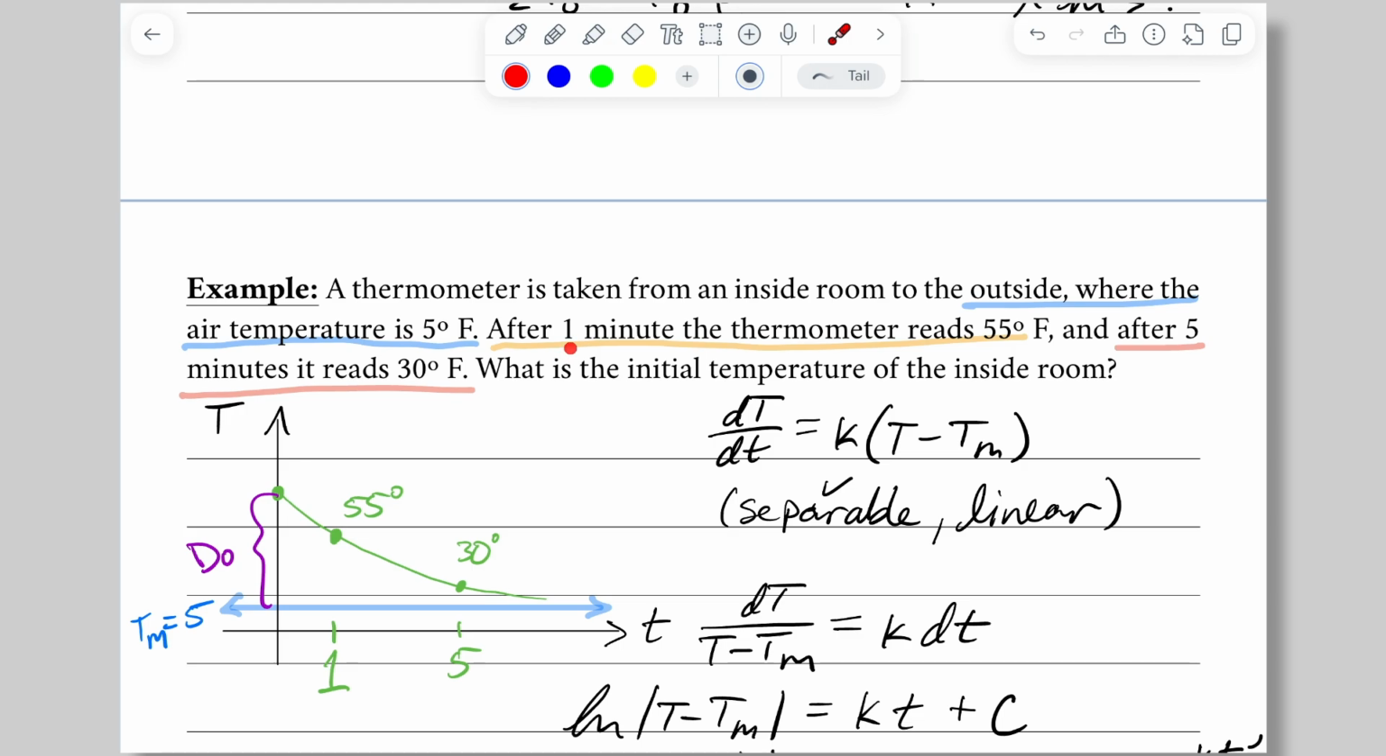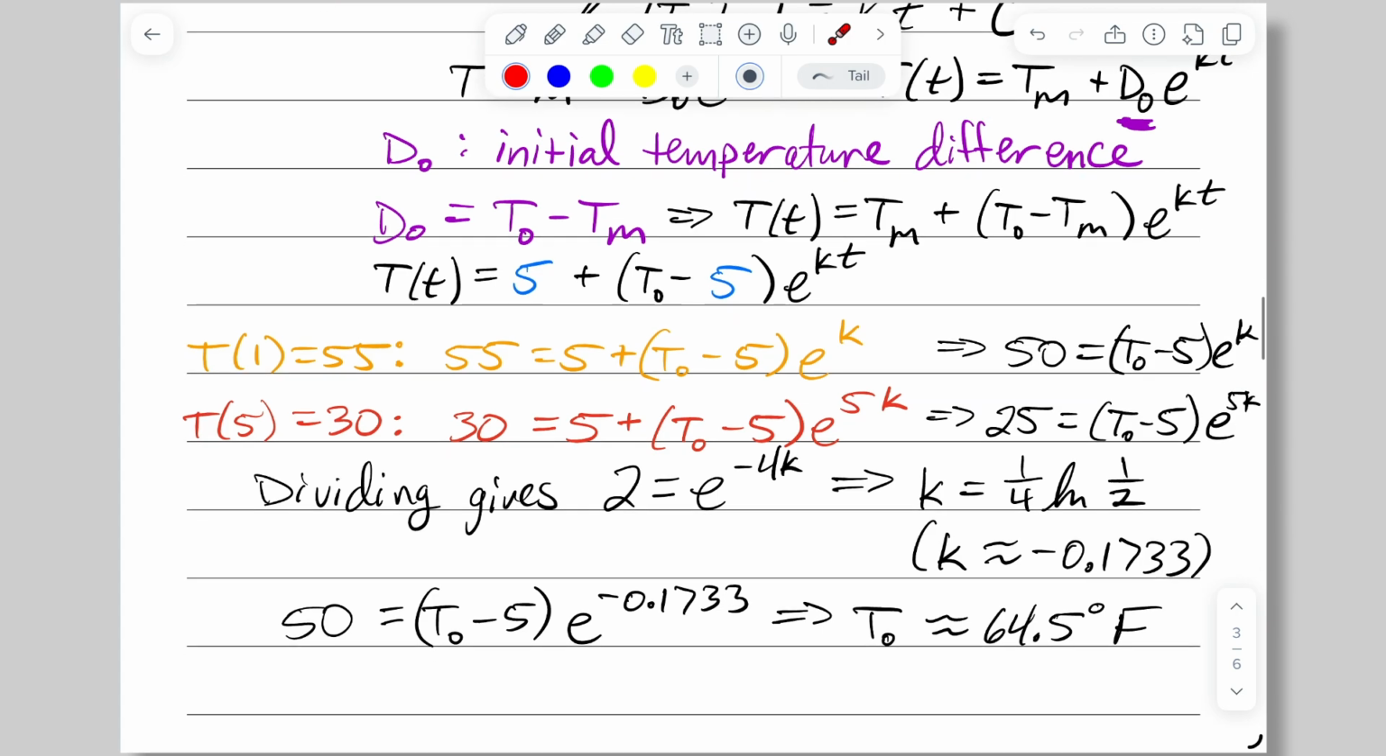At 1 minute, we have 55 degrees. At 5 minutes, we have 30 degrees. I'm translating that into T of 1 is equal to 55 and T of 5 is equal to 30. Since T of 1 is equal to 55, we have 55 equals 5 plus the quantity (T naught minus 5) e to the k. And since T of 5 is equal to 30, we have 30 equals 5 plus (T naught minus 5) e to the 5k.